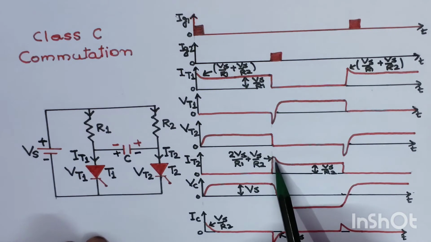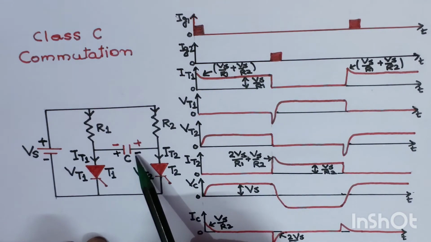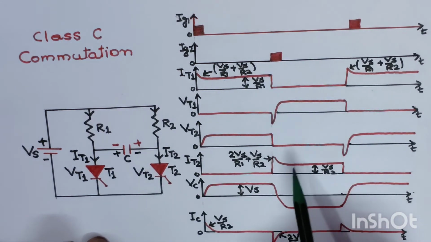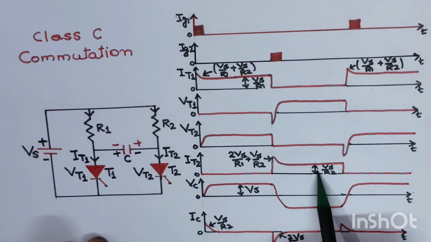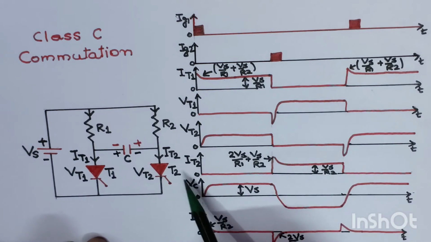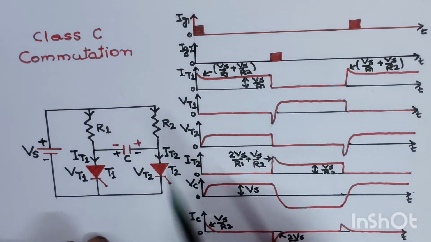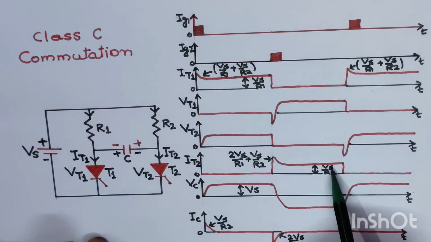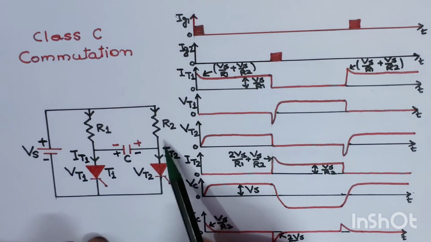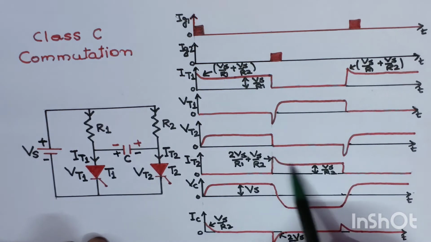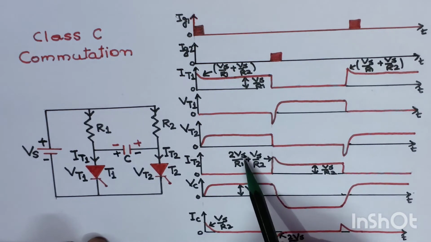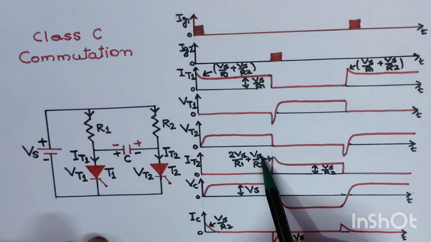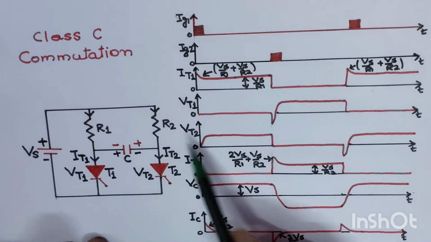But once the capacitor has got fully charged through the supply voltage Vs, the capacitor current will stop flowing, and the only current flowing across the thyristor T2 will be from the resistance R2. So this is the current Vs by R2 which is flowing through the thyristor T2, from here to here. See, initially we have this maximum current, that is Vs by R1, which is flowing through the capacitor C, and the second part is Vs by R2, which is flowing through the resistor R2.